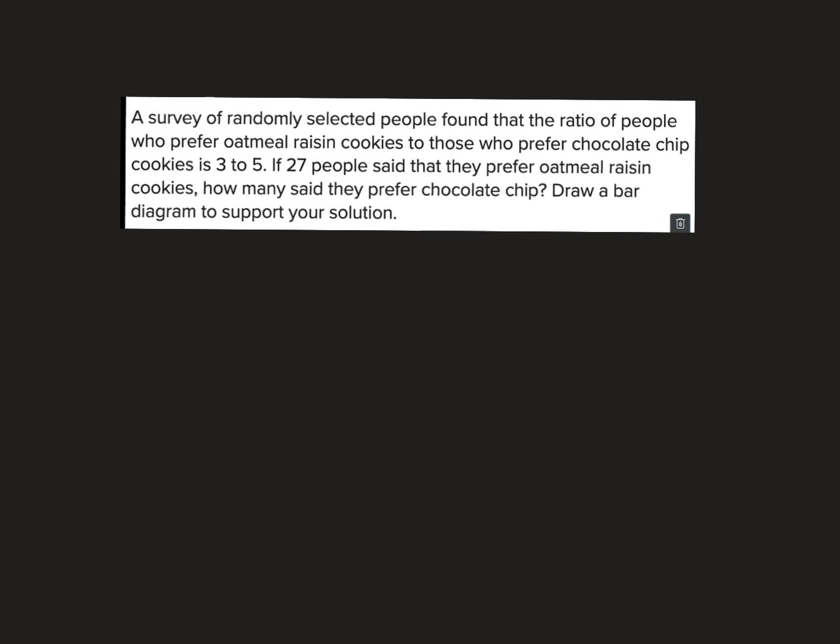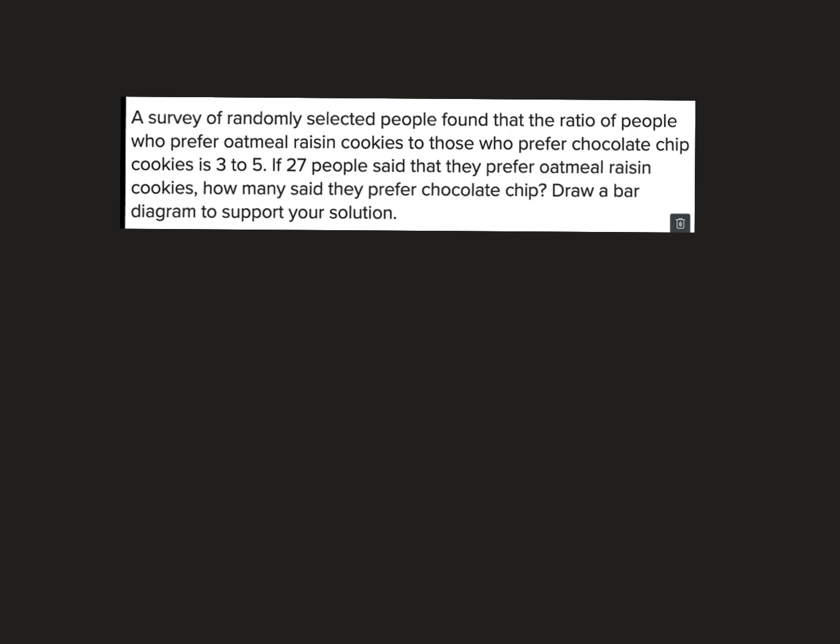A survey of randomly selected people found that the ratio of people who prefer oatmeal raisin cookies to those who prefer chocolate chip cookies is 3 to 5. If 27 people said they prefer oatmeal raisin cookies, how many said they prefer chocolate chip? Draw a bar diagram to support your solution.